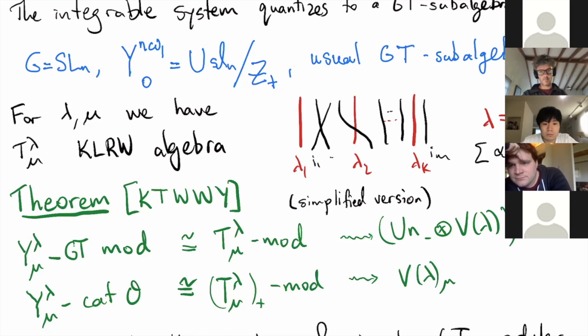And as I mentioned before, these categories of modules for these KLRW algebras were cooked up for the purposes of categorification. So this arrow here means that the Grothendieck group of this category is isomorphic to this thing. The more well-known statement is that the Grothendieck group of this category is isomorphic to this representation, or okay, here's where things are getting a little hairy. It's not really this representation, but more like a tensor product representation.